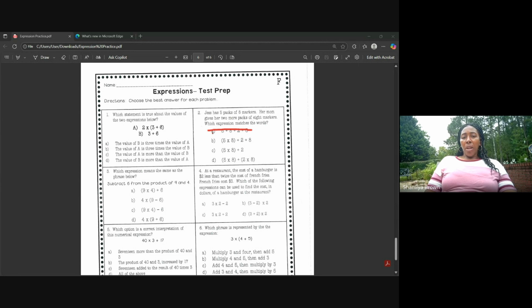And then it says her mom gives her 2 more packs of 8 markers. So that's going to be 2 times 8. So let's see which one has 2 times 8. This has 2 plus 8, so I know that can't be it. And this one doesn't have 2 times 8, so that can't be it. So my choice has to be D. If you look at D, what it's doing is 5 times 8 plus 2 times 8. If we did all of this, that would tell us the total amount of markers that she has. So D would be my answer choice for that one.